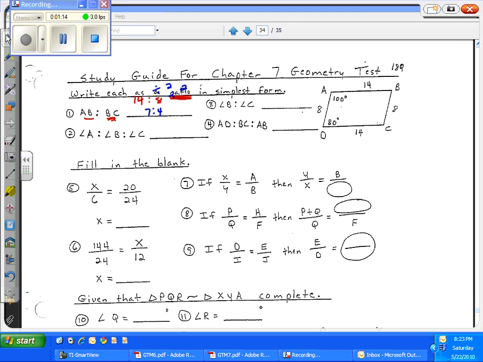Number 2, angle A to angle B to angle C. We see that both pairs of opposite sides are equal here. That's one of the ways to prove that a quadrilateral is a parallelogram. So since we know both pairs of opposite sides are equal, we can say it's a parallelogram.